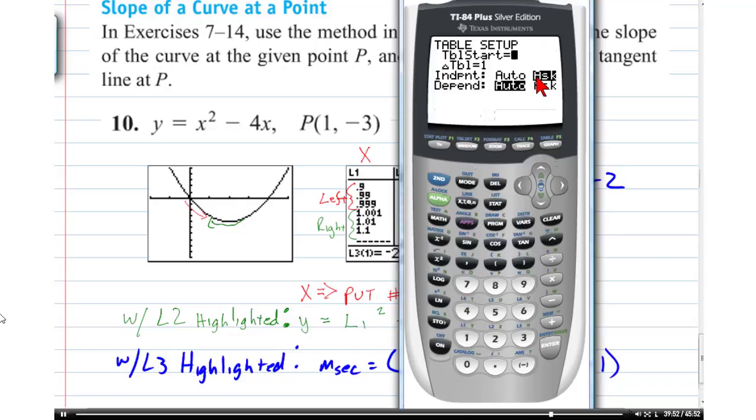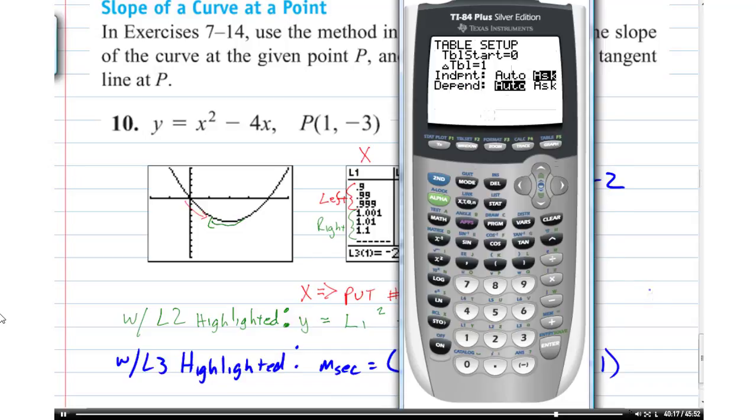But if you have auto, then it's going to start populating based on where you tell it to start and what the delta is. So how do we know what to put in those numbers? How we knew what to put in was numbers to the left and the right of this x value here. These are great questions, by the way.